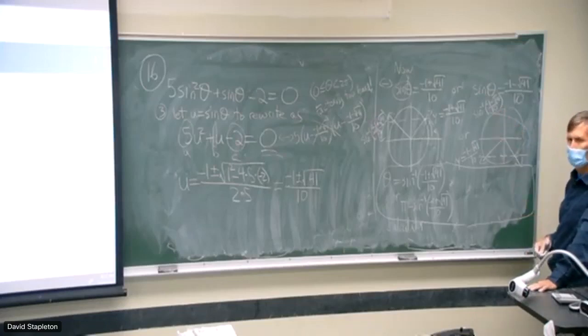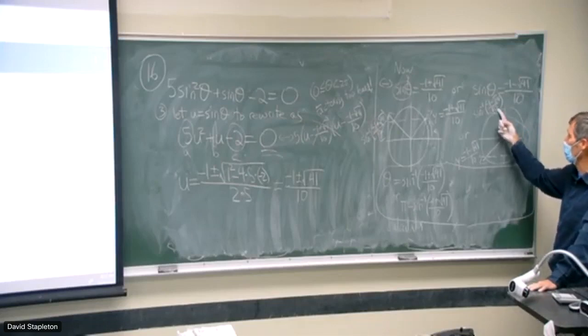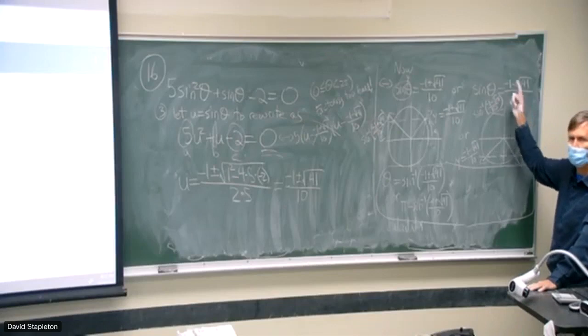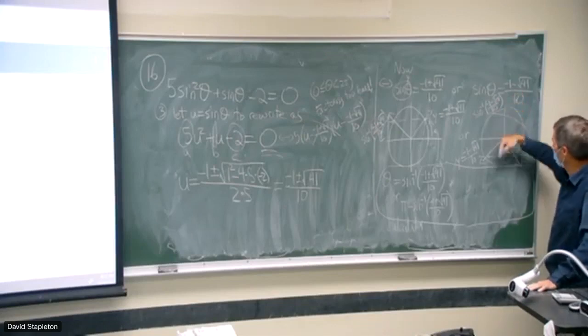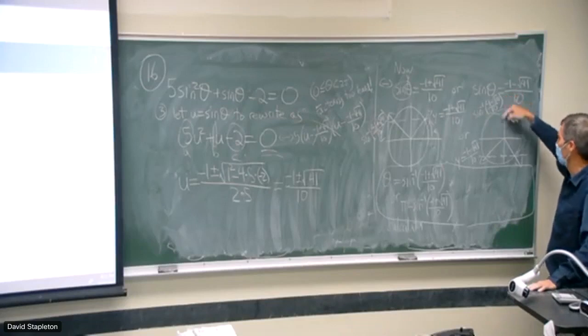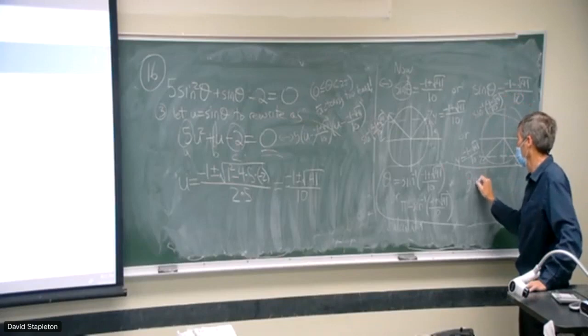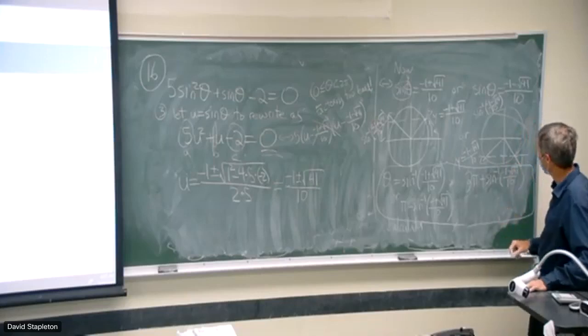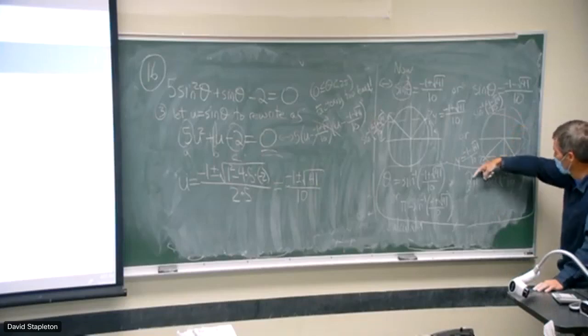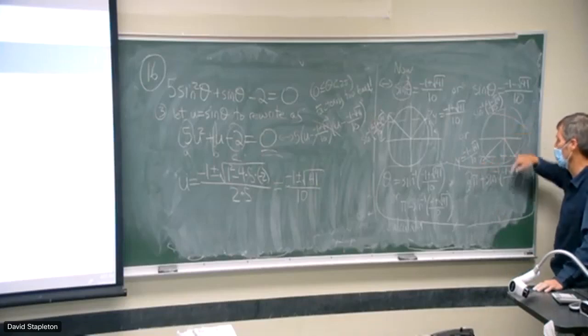Because you need 2 pi minus. Yeah, this is a negative angle. It is a solution to the equation, but it's not between 0 and 2 pi. So I'll take 2 pi plus this one, which is negative, and I'll get this angle here: 2 pi plus arc sine of (minus 1 minus square root 41) over 10. That gives me this angle right here. 2 pi plus a negative angle is less than 2 pi.